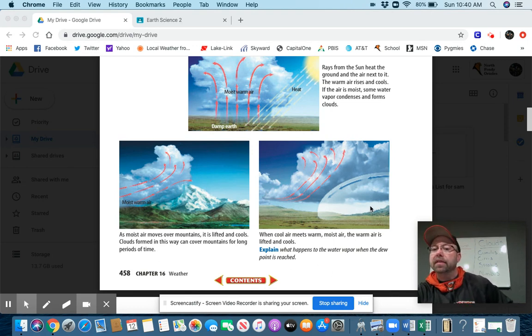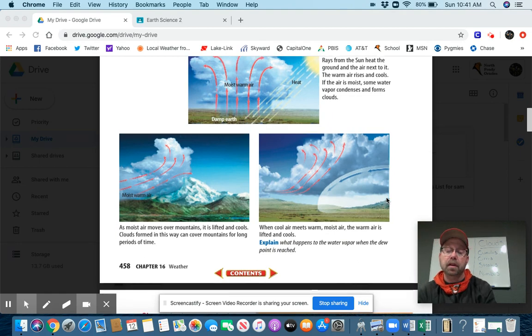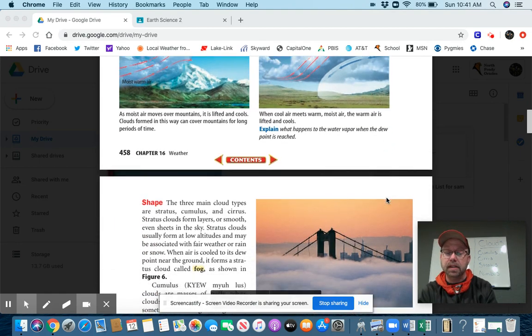And then we have air masses that we're going to talk about later, but we have cold air masses and warm air masses, and when they collide, the cold air goes underneath the warm air, which pushes the warm air up. And when it does that, condensation takes place and clouds form. All right, so that is how they form.